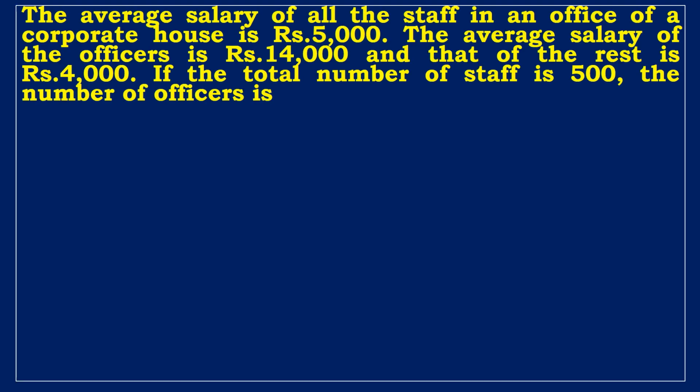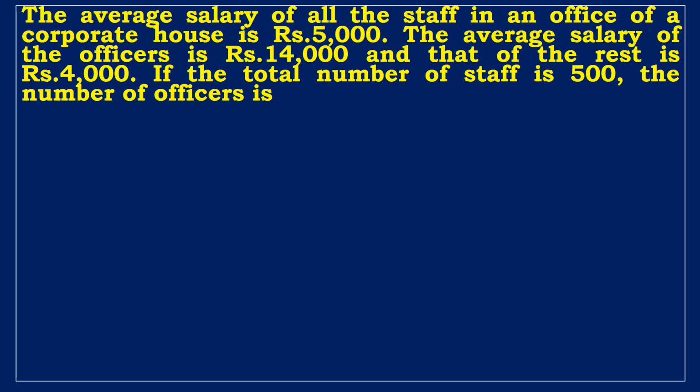The average salary of all the staff in an office of a corporate house is Rs 5,000. The average salary of the officers is Rs 14,000 and that of the rest is Rs 4,000. If the total number of staff is 500, the number of officers is?